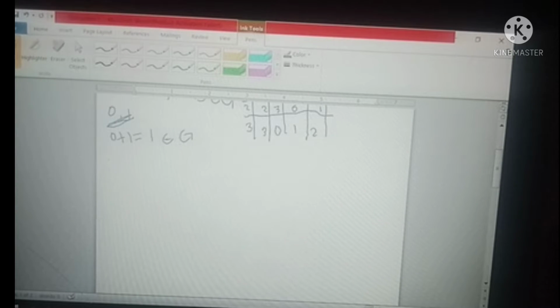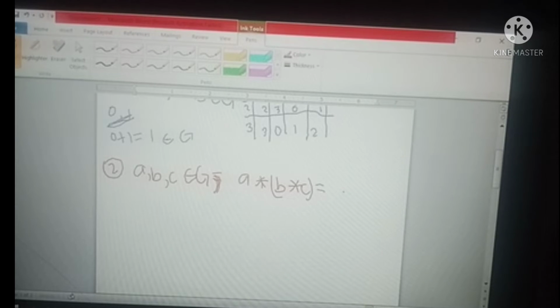Let us proceed to the second property. In the second property, it says that if we have three elements A, B and C in this group, and we perform A star B star C, it should be equal to A star B star C. Then it is associative.